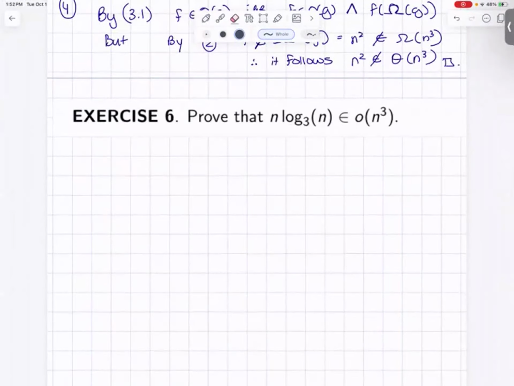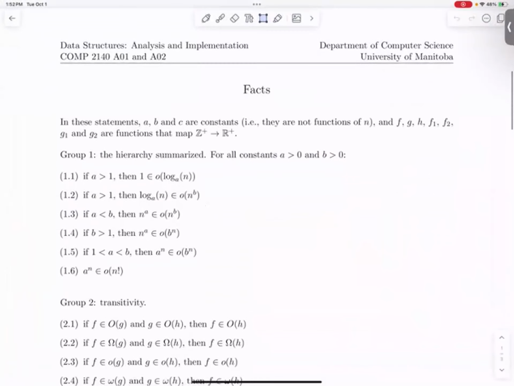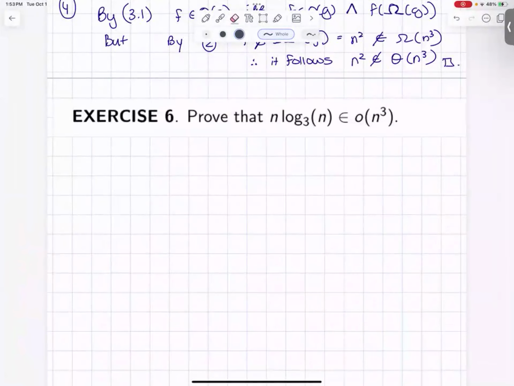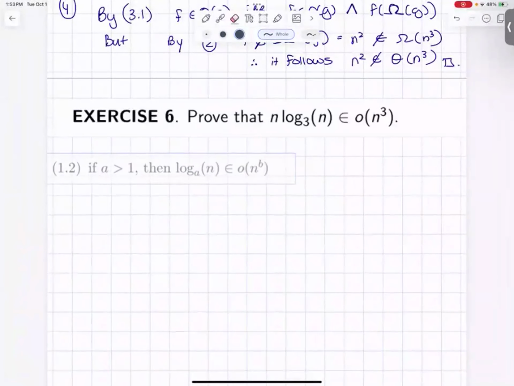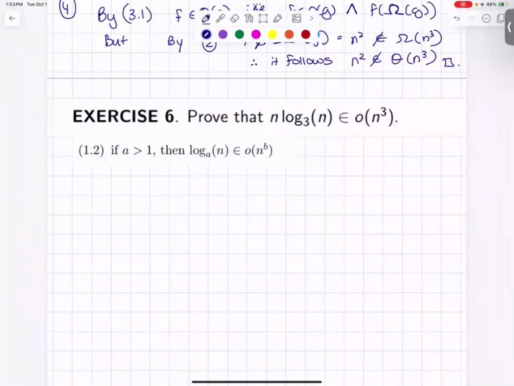Now, let's start by looking at our list of properties. Let me just scroll back up to our top here. And we're going to find a property that allows us to work with the fact that we have this log. Now, our log is on this side of our little o formula. So let's go ahead and grab this property right here and pull that into our exercise there.